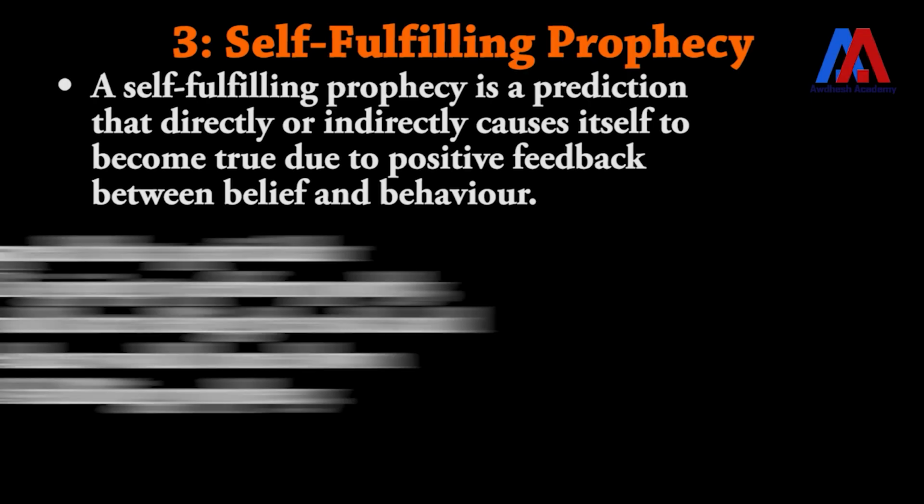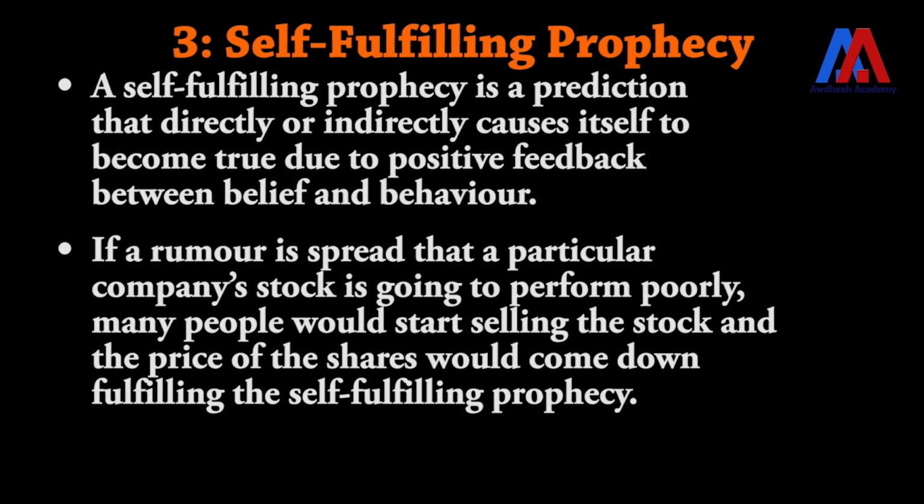For example, suppose a rumor is spread or news is spread that a particular stock is going to do badly in future. Even though this rumor may be false, if people start believing it, they will start selling that stock, and as a result it will actually become worse. So you have just made a prediction, but it has been fulfilled because that stock has crashed, and this is something like a self-fulfilling prophecy.